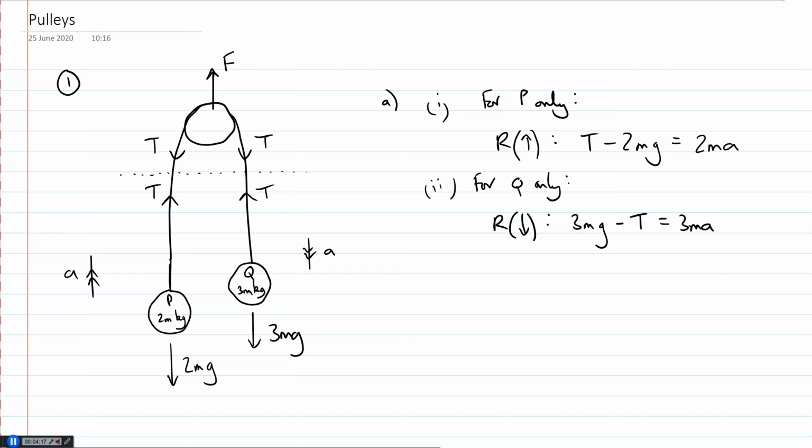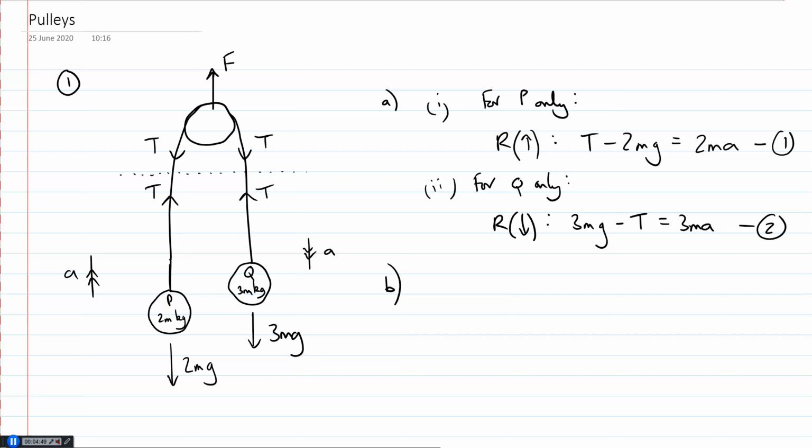We can't treat this all as one because things are acting on different lines. P is on this line, Q is on this line. So it's slightly different to the connected particle stuff we've been looking at. But there's part A, 1 and part 2 done. So let's have a look at B. Find the acceleration of each mass. We've got two equations here, 1 here and 2 here, so we can solve these simultaneously in order to find our acceleration.